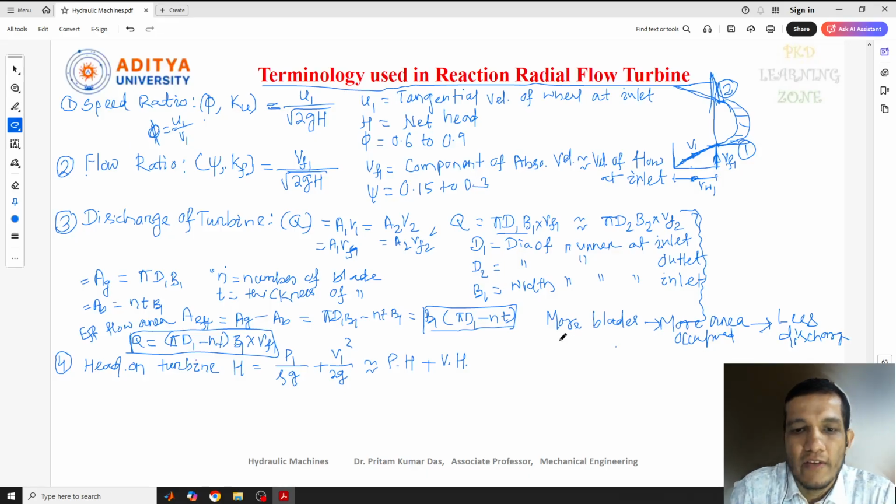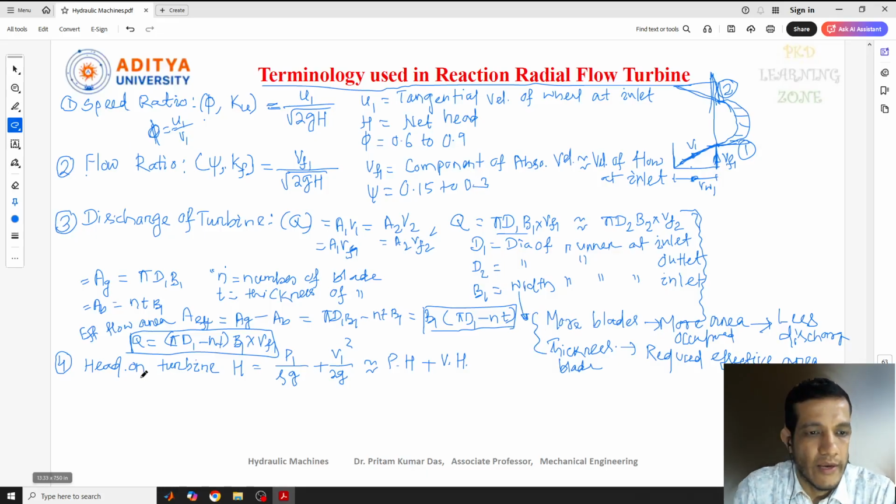Similarly, if the thickness of the blade that we have considered is more, then obviously it will reduce the effective area. These are the things we can get from here. Now we have discussed the head. So the head part is completed: P1 by rho g is the pressure head, and V1 square by 2g is the velocity head.